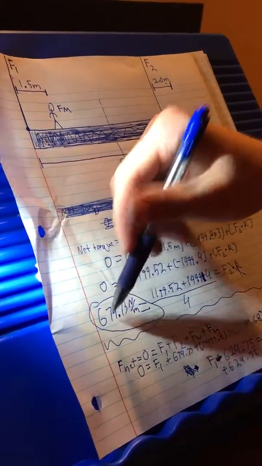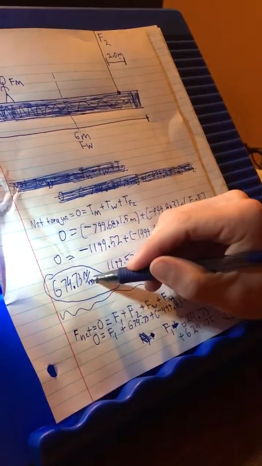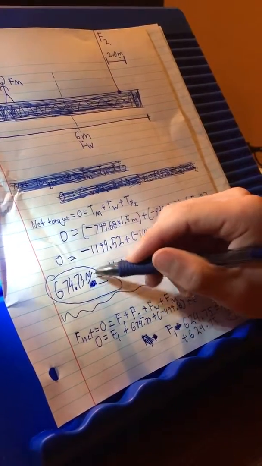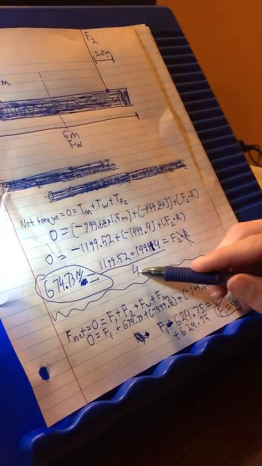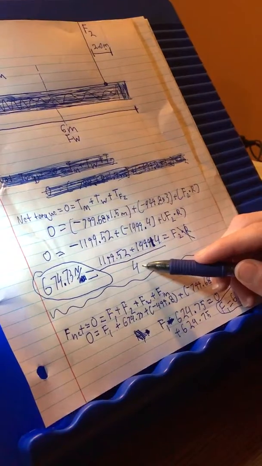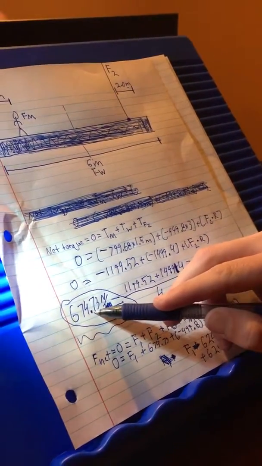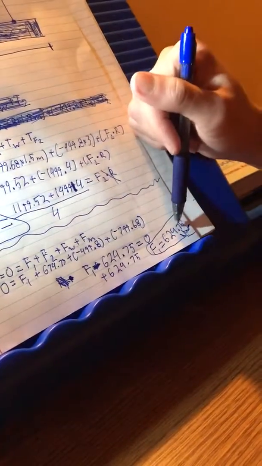And the F2 we found to be 674.3 newtons. Not newton meters, I apologize for that. It's just newtons right here. Since we divided by the 4 meters in the denominator, that took away the meters. So 674.3 newtons for our F2 and 624.75 newtons for our F1.